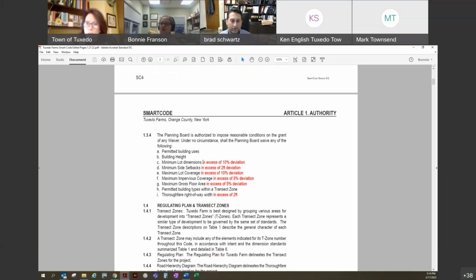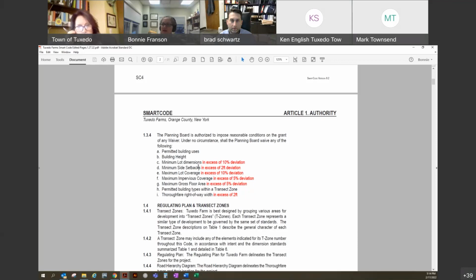Minimum lot dimensions, minimum side setbacks, maximum lot coverage, maximum impervious coverage. This is all related to the individual lots. And the town at the time did not want to see the minimum lot sizes shrinking, because I think the minimum lot size for a village lot might have been 5,000 square feet, and it didn't want to suddenly see 3,500 square foot single family lots. So, again, this was a situation where a waiver was not allowed.